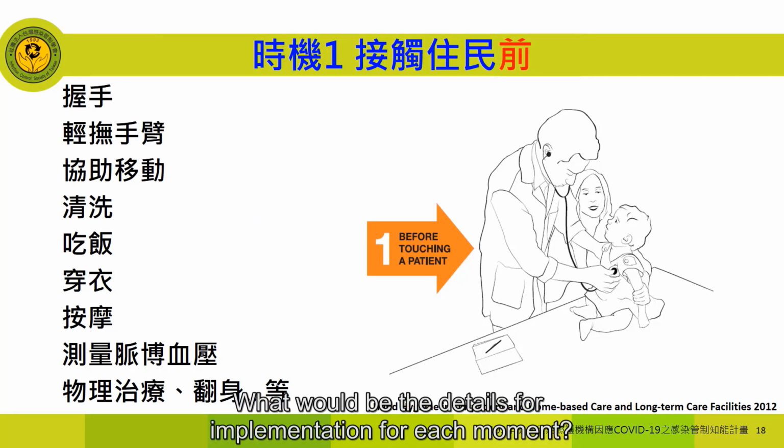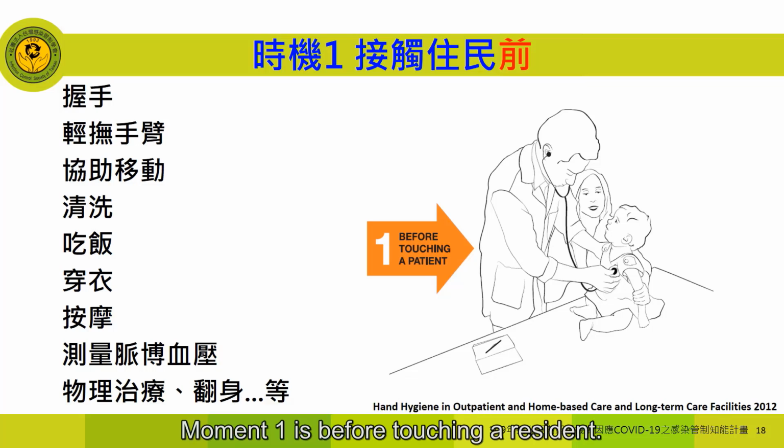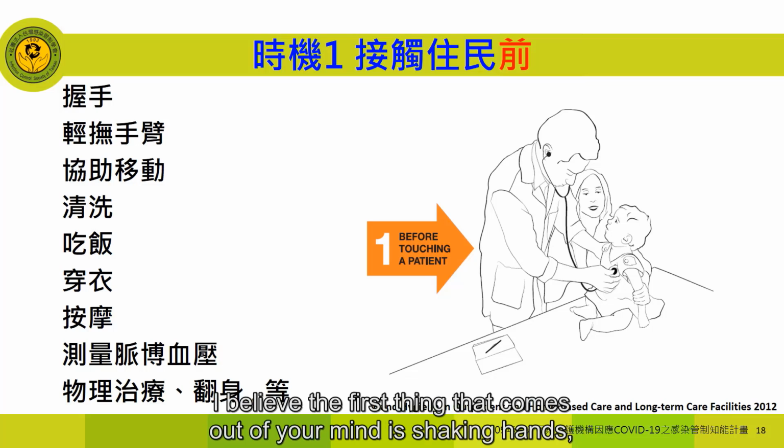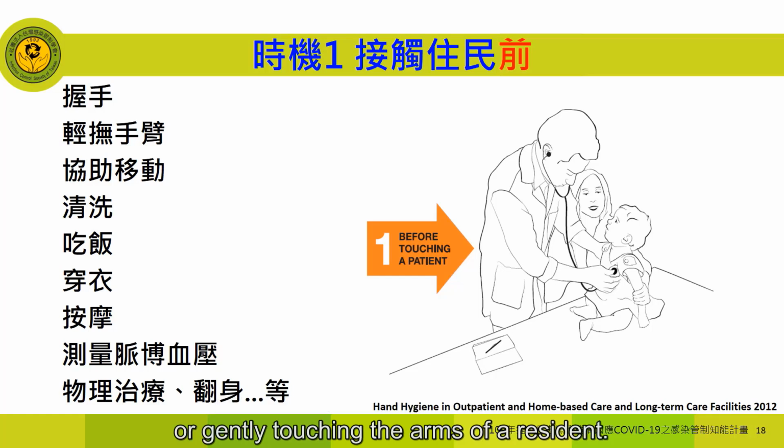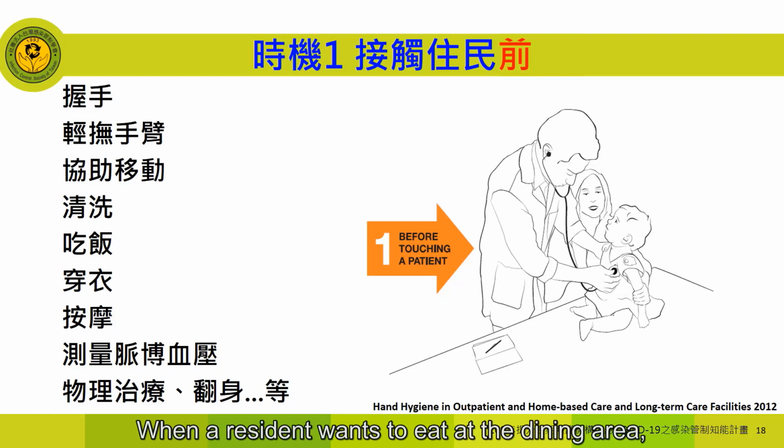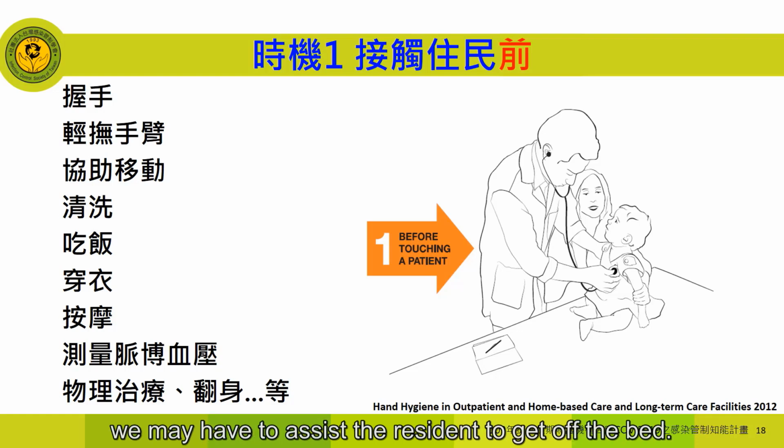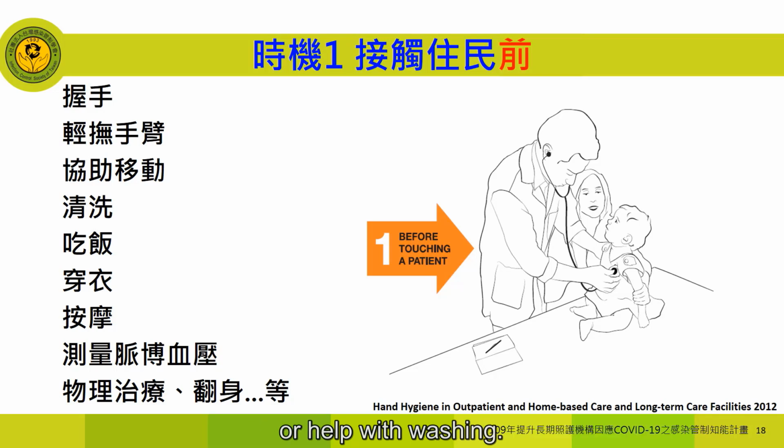What would be the details for implementation for each moment? Moment 1 is before touching a resident. I believe the first thing that comes to your mind is shaking hands or gently touching the arms of a resident. When a resident wants to eat at the dining area, we may have to assist the resident to get off the bed or help with washing.